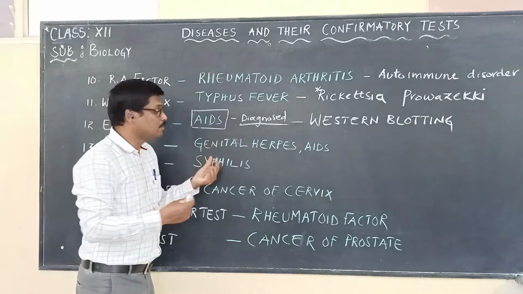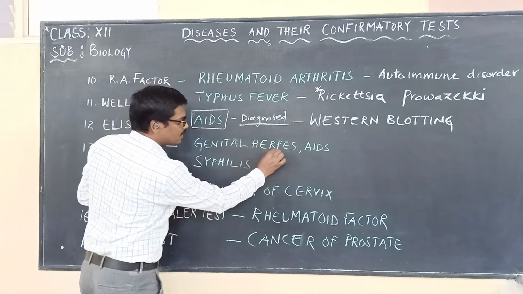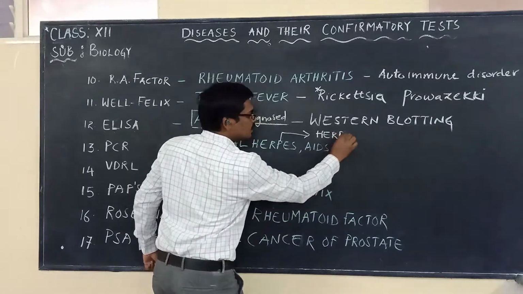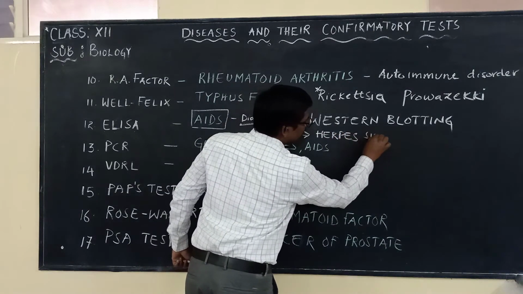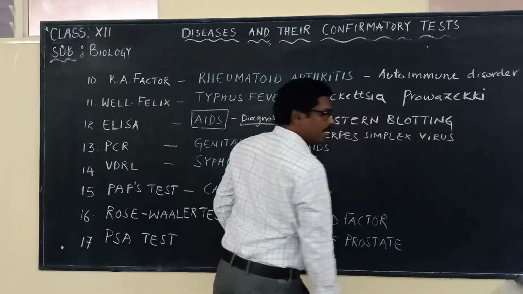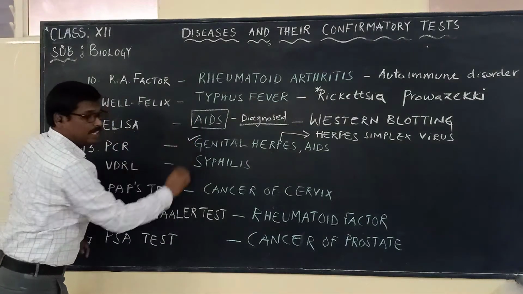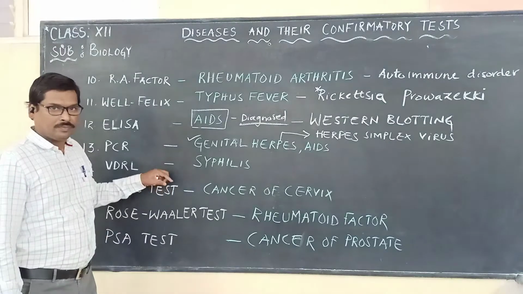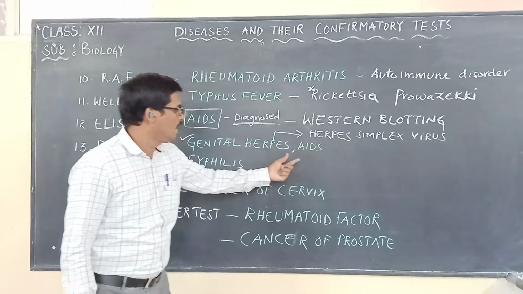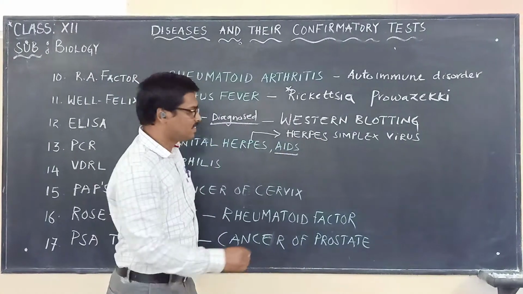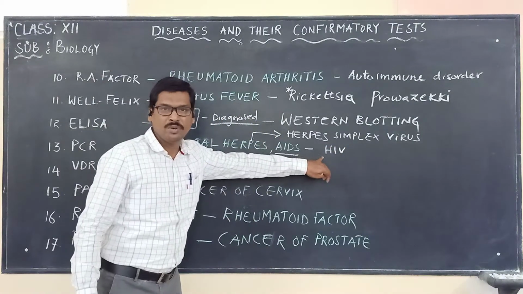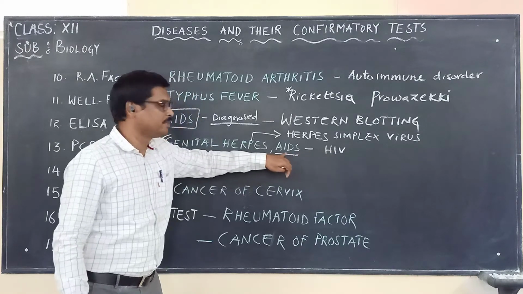Genital herpes is caused by herpes simplex virus. What is the disease? Genital herpes. It is caused by what? Herpes simplex virus. And we are all well aware about AIDS. AIDS is caused by what? HIV virus, human immunodeficiency virus. HIV virus which causes AIDS.